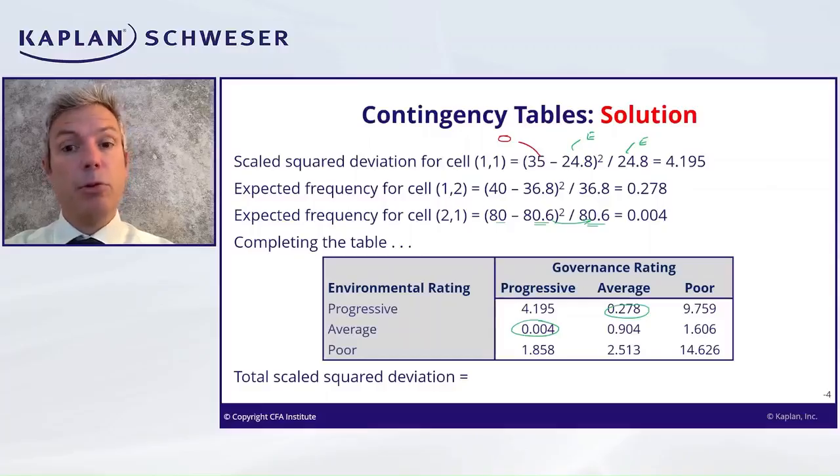You could be asked about the process or to do one of these. What would be a very, I think, fair exam question would be to complete a table like this or to calculate one of these cells. If you add up all of these scaled squared deviations, you will get to 35.74.